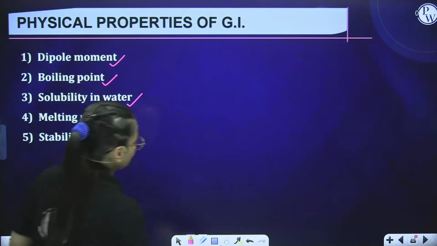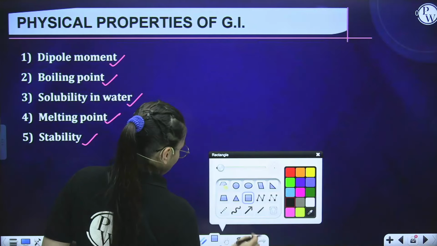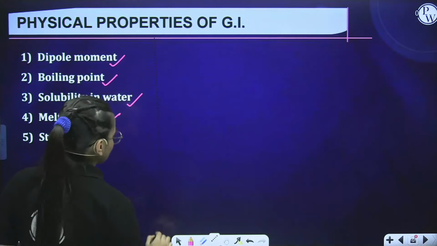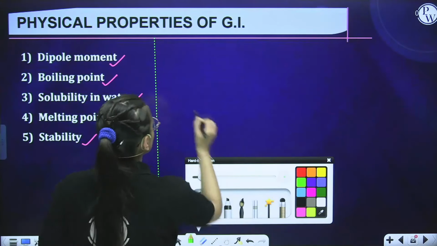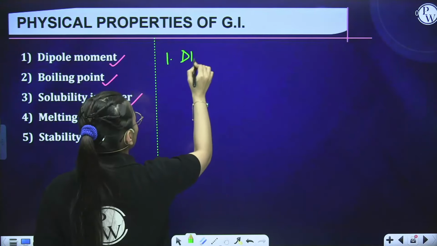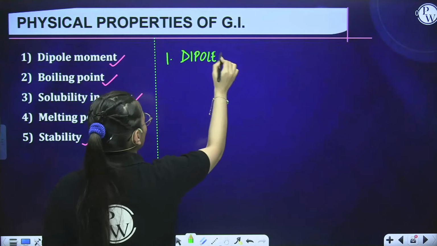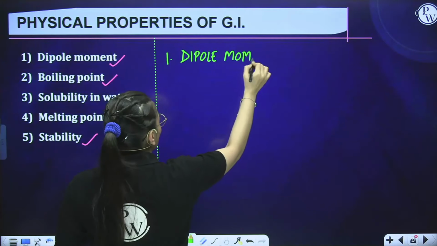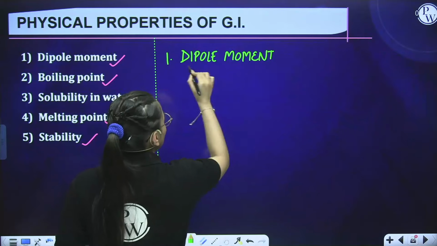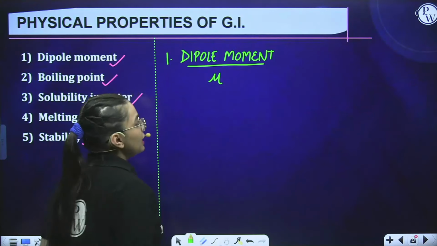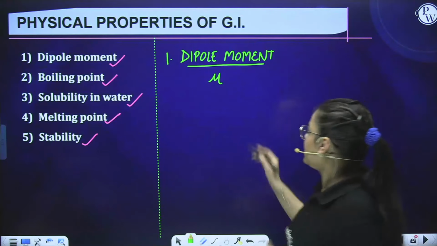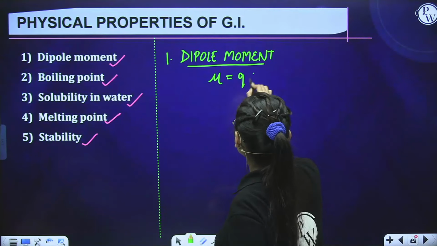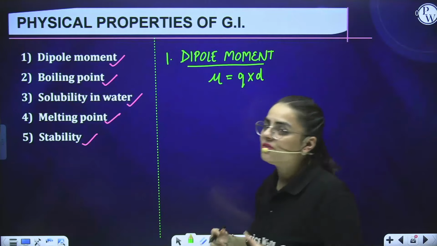So let me talk about each of them one by one. First comes your dipole moment. Let us start from the very first. I'll write it over here. It is represented by mu, students. Now, what is dipole moment? What is the formula for dipole moment? It is mu equals q, charge, into distance. This is the very basic formula.